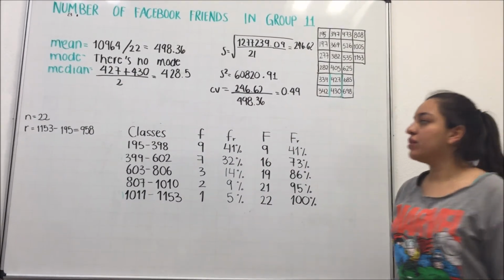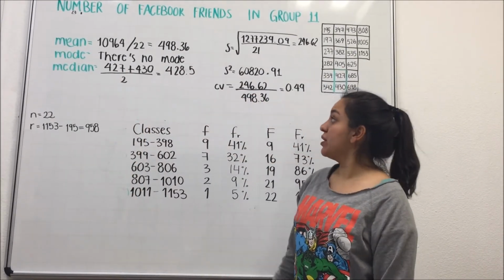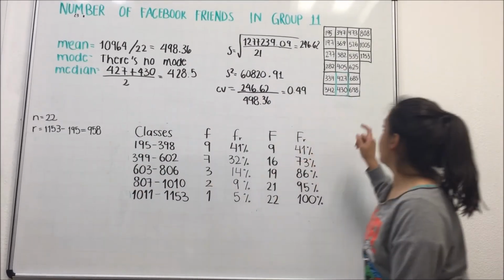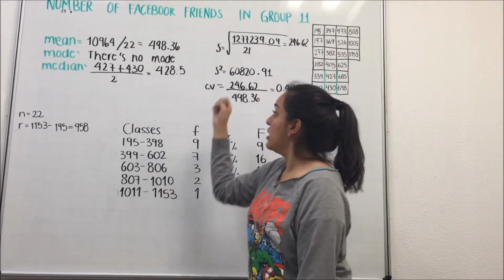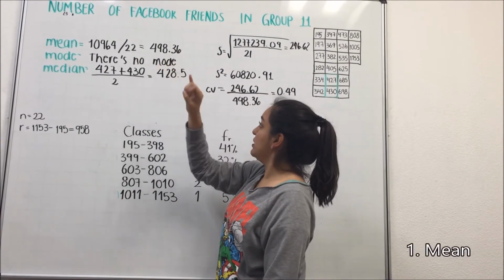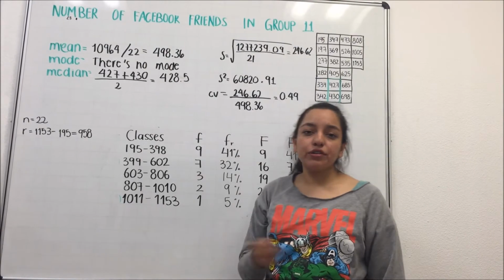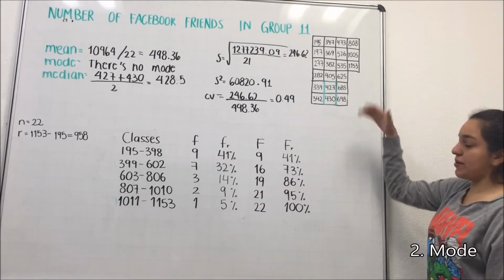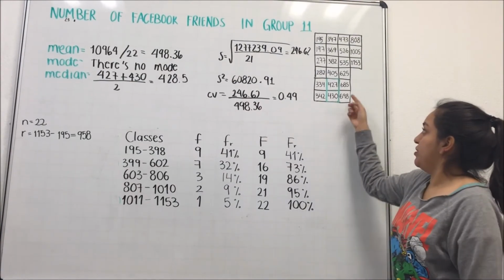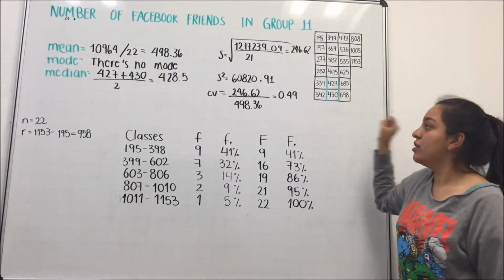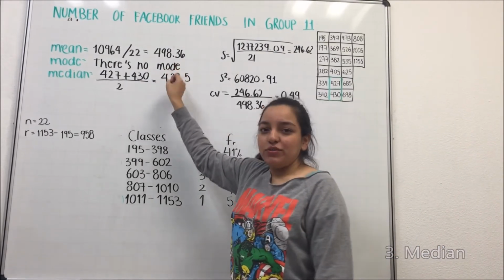Well, here we obtain mean, mode, and median, and we didn't use the classes, we used the whole set of data. The mean is equal to 10,964 over 22, which is the number of people that we asked. And the result is 498.36. Then, the mode, there is no mode since none of the values are repeating. And for the median, since there are 2 middle values, which are 427 and 430, we have to obtain their mean, which is 428.5.